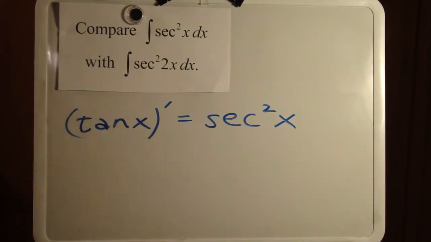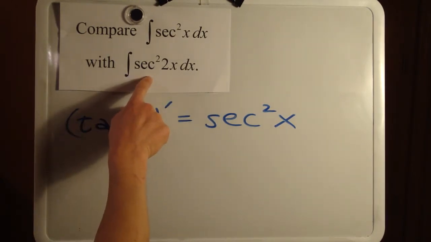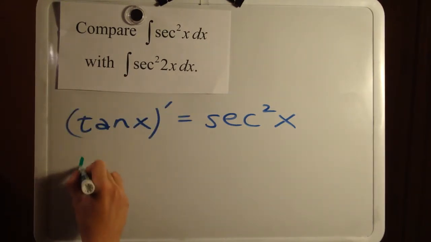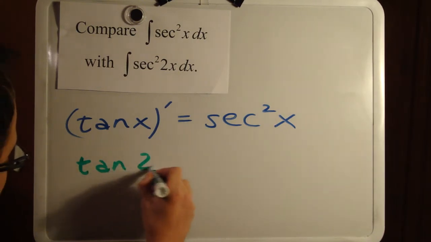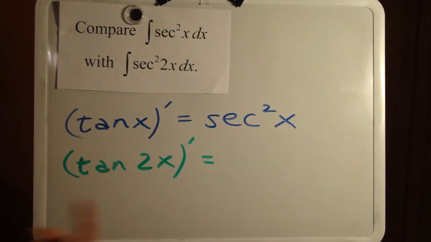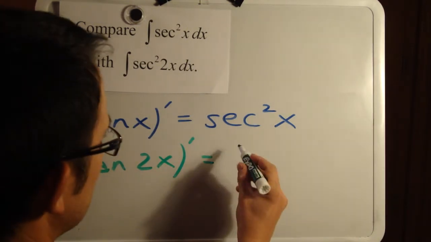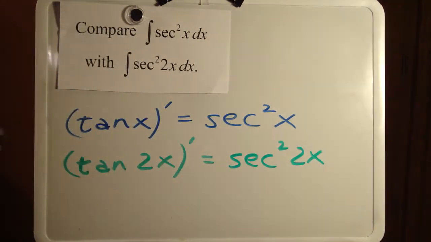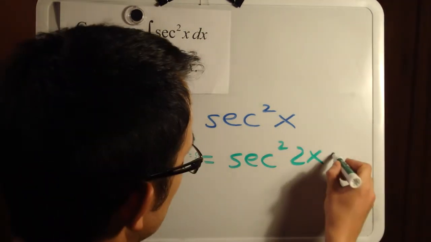So we would get a collection of antiderivatives. So it's very natural here to say that the answer to this one is probably going to be the tangent of 2x. So that is something that we should initially attempt. So the tangent of 2x, when we find the derivative, from the chain rule, this will be the secant squared of 2x. And then the derivative of 2x is going to give us 2.